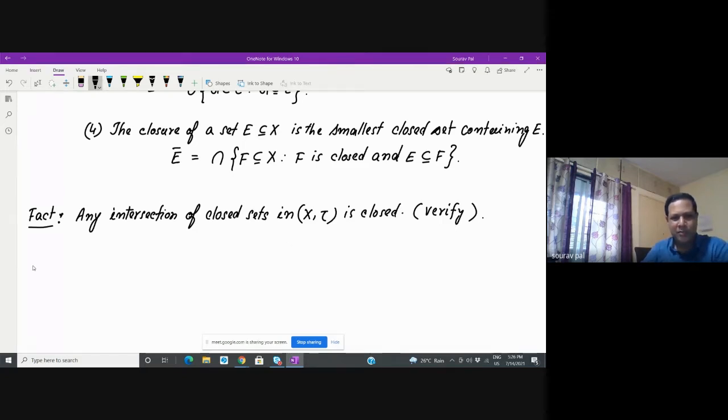What is a subspace topology? I am going to give you some examples, definitely.